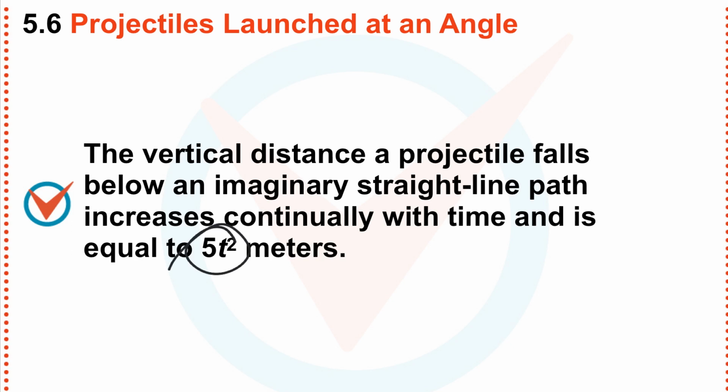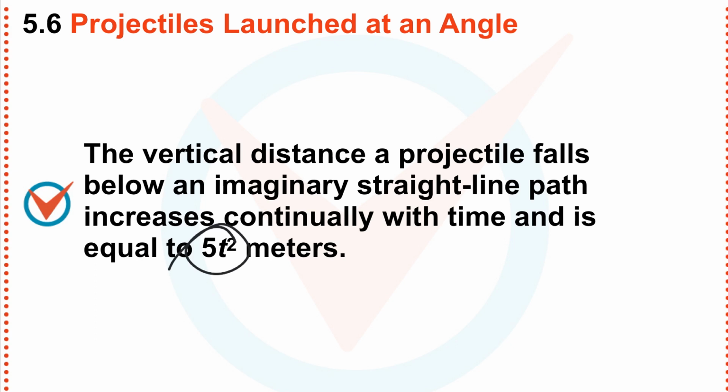How far does it drop the second second? Okay, the first 2 seconds is going to be 2 times 2, which is 4, times 5 is 20. So it drops 5 meters the first second, and it drops 20 total meters during the first 2 seconds. So during the second second, it must have traveled 15 meters.